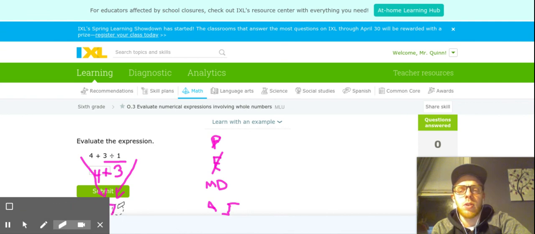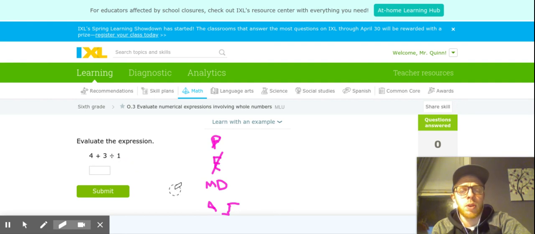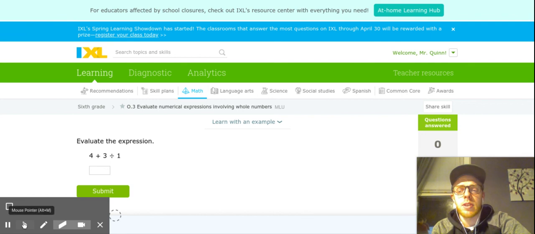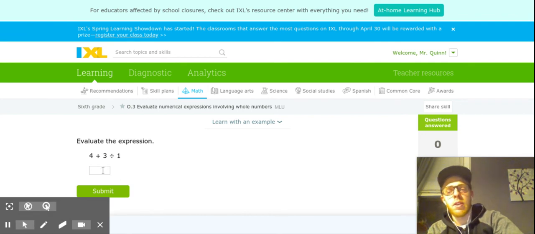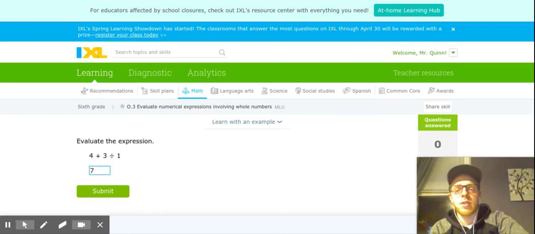So I do hope that that is something that is familiar to you. Really, all this is going to require is your focus and your attention to detail. Write down each step, underline as you go, make sure you're paying attention to those things, and you guys should do very, very well. So we can see here that the answer is 7.